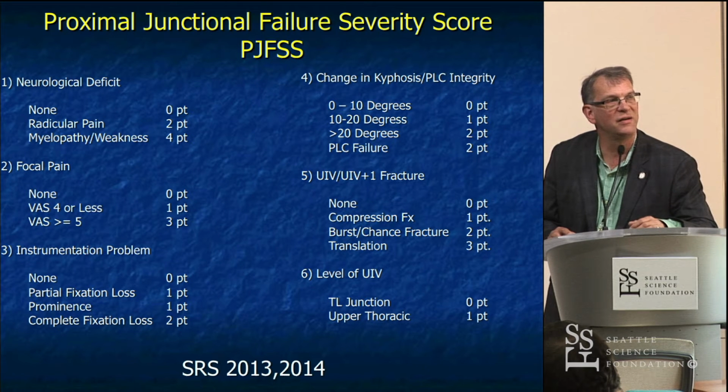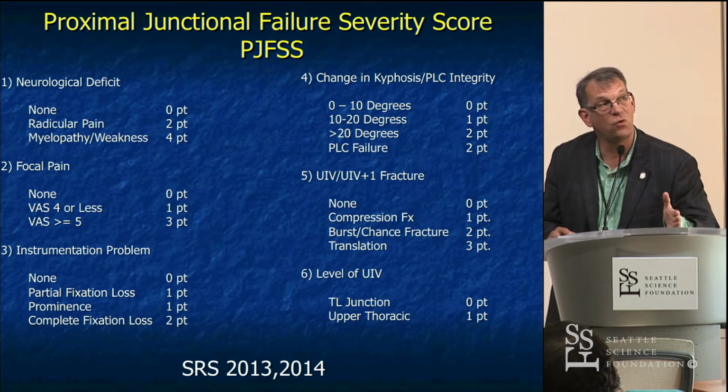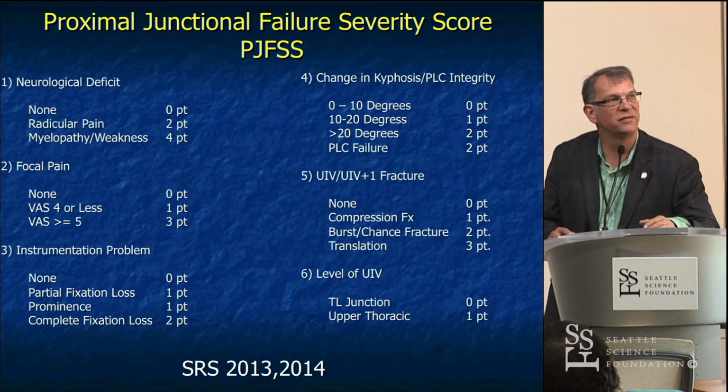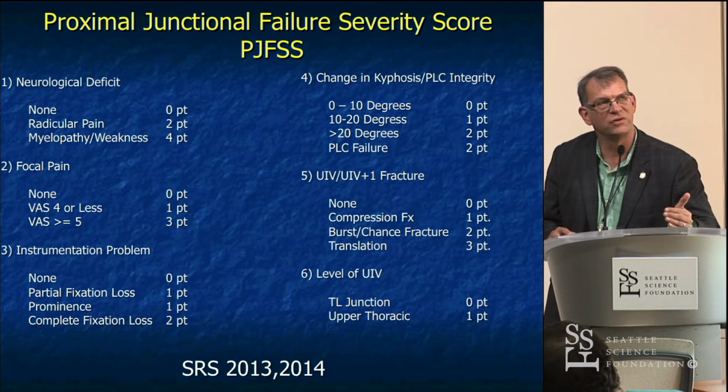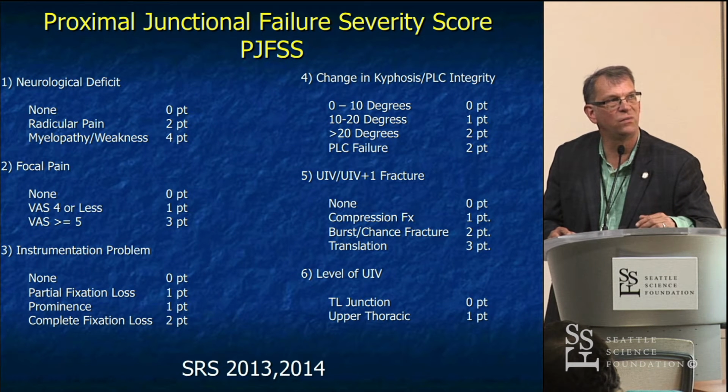So the 6 categories at which we assign points are the presence of a neurologic deficit, the severity of the focal axial back pain, the status of the instrumentation posteriorly, the change in the kyphosis, along with the proximal ligamentous complex integrity, and the type of fracture at the UIV or UIV plus 1, as well as the level of the upper instrumented vertebrae. That again was felt by some to be more concerning when these failures occur in the upper thoracic spine. Again, each of these with increasing severity depending on the extent of the disruption.